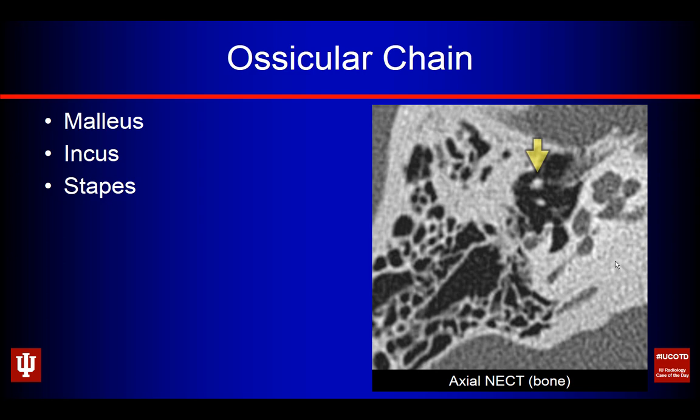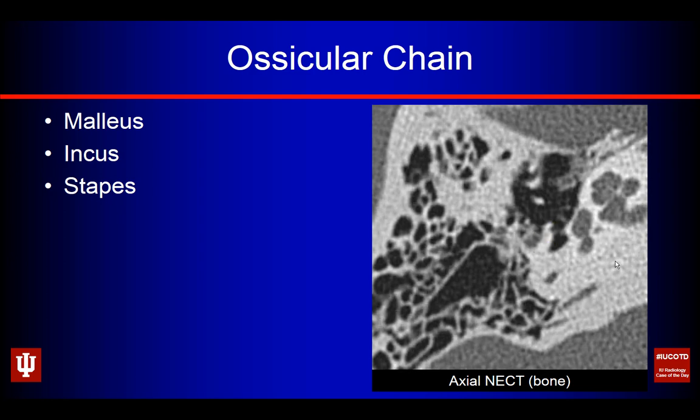Go another slice down. We're still at long process of the malleus. Here's the long process of the incus. And now coming into visualization is the head and neck of the stapes and a little bit of the stapes crura. Go a little bit further down. We can still see long process of malleus, long process of incus, and here we go, anterior and posterior crura of the stapes, butting up right by the oval window, just next to the vestibule, and we'll talk about the vestibule here in a few minutes.